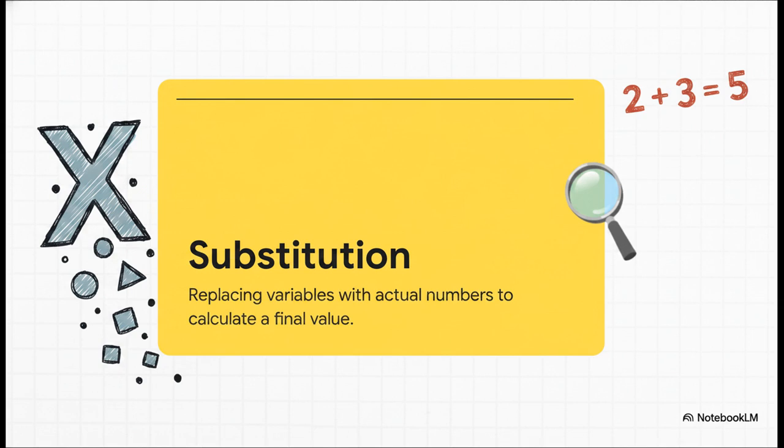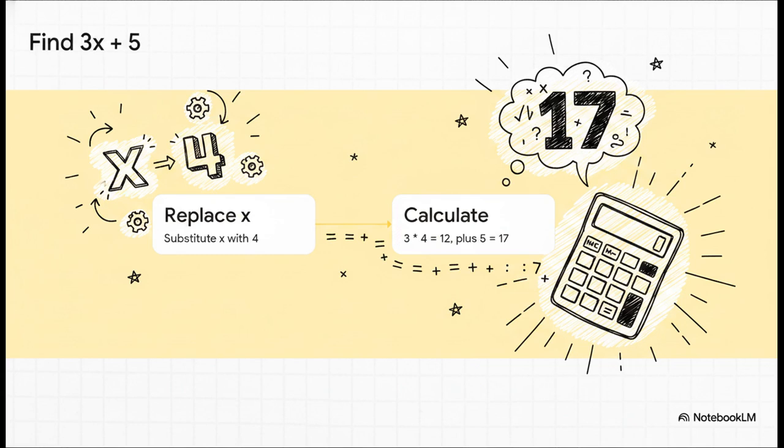Think of it kind of like substituting a player on a sports field. You're just swapping out the letter for a specific number. Once we know the secret value of our variable, the letter leaves the field, the number steps in, and we just solve the math. Let's actually run a play together. Let's replace x with 4 and calculate the final result for the expression 3x plus 5.